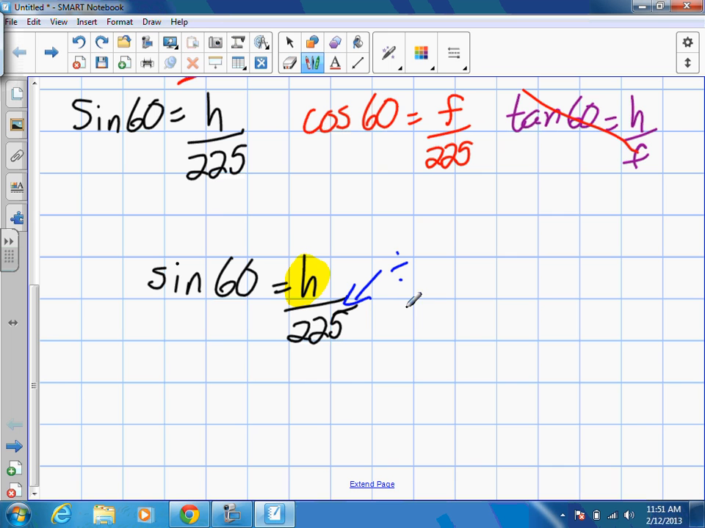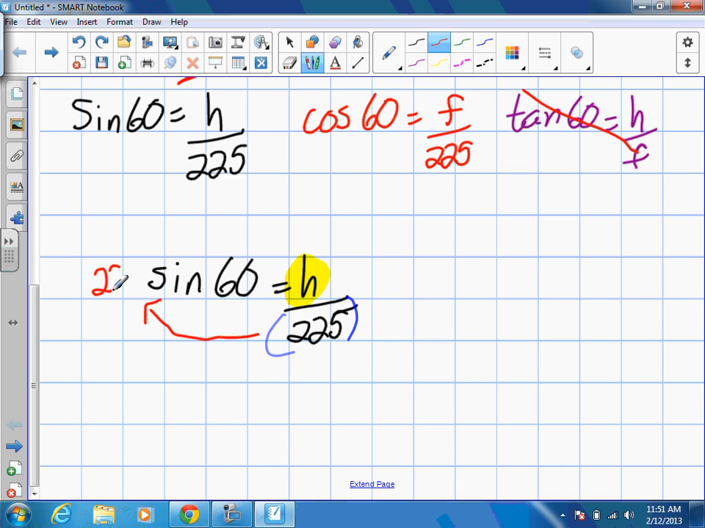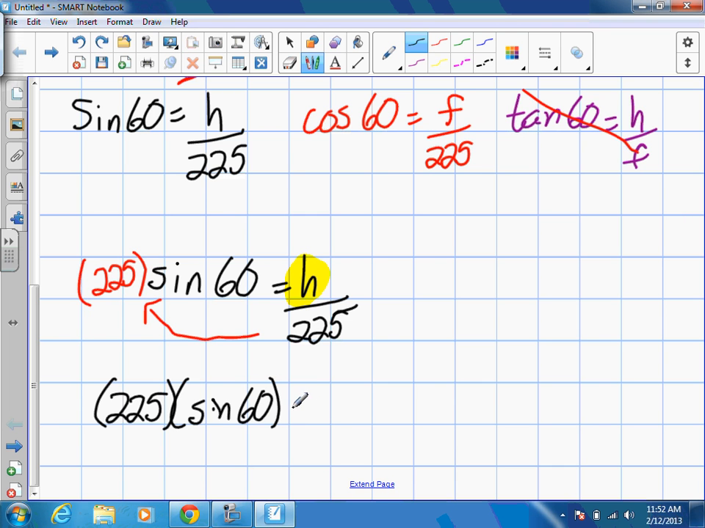So in order to move this 225 to the other side, we're going to be multiplying. So we're going to multiply 225 times sine 60. I'm going to do this one step at a time. We now have 225 multiplied by sine 60 is equal to h. Perfect. H is by itself. The only thing I really have left to do here is type these values into my calculator.